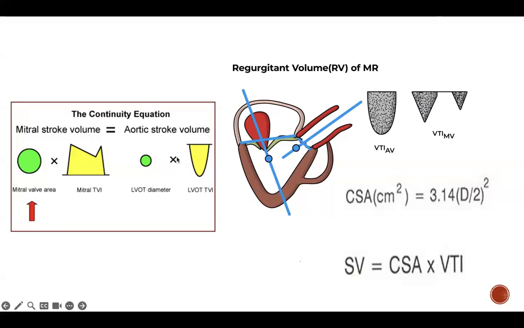Okay. So now we're talking about the volume that comes in here, at the mitral valve.